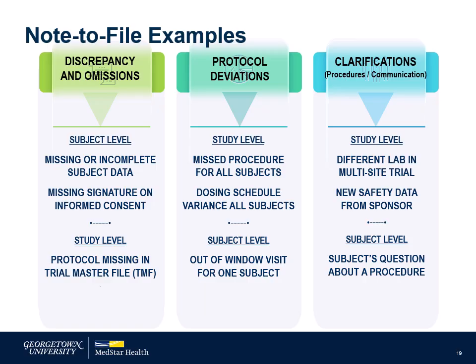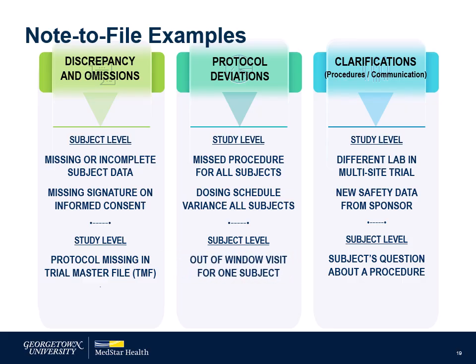Let's take a look at some note to file examples, starting with discrepancy and omissions. The subject level includes missing or incomplete subject data or a missing signature on an informed consent. Study level includes a protocol missing in the trial master file. Examples of protocol deviations at the study level include missed procedure for all subjects, or a dosing schedule variance for all subjects. A subject level includes an out-of-window visit for one subject.